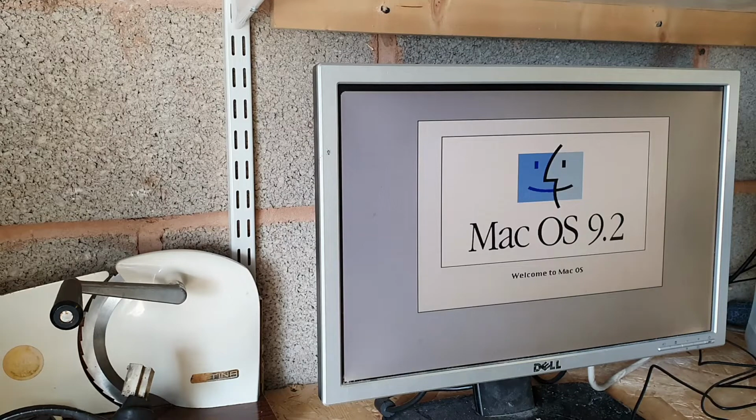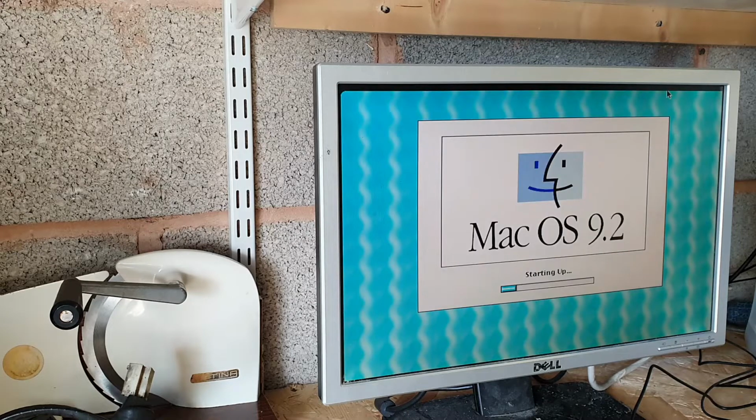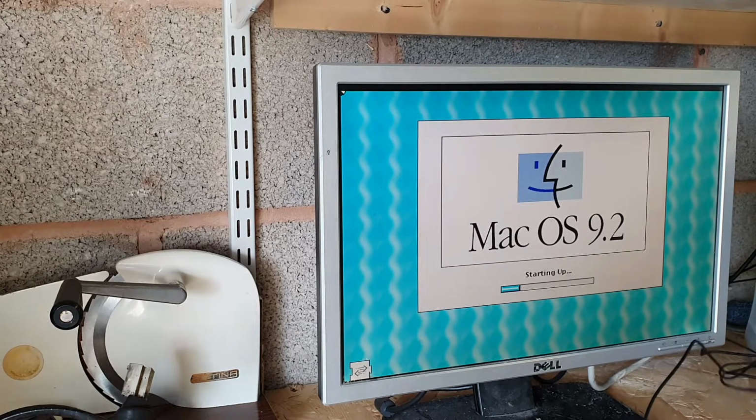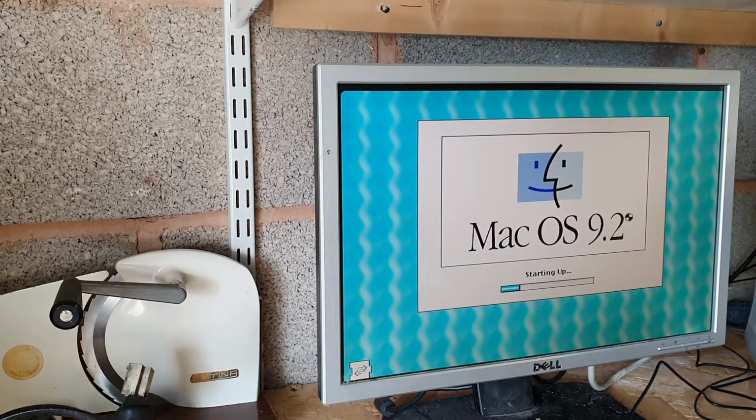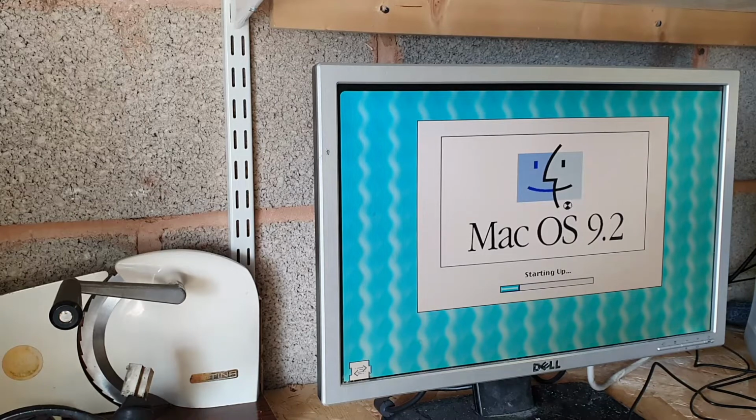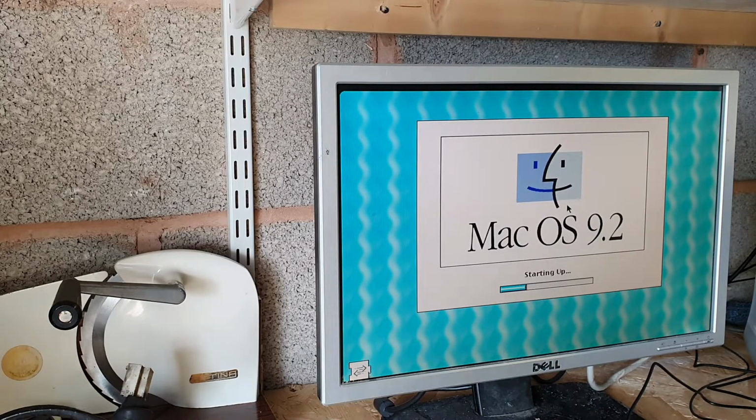Oh, macOS 9.2. So that's interesting. That's an older version of macOS, obviously. The iMac is running OS 10 of some flavour or other. This is OS 9.2, which is one of the last traditional Macintosh operating systems before they moved to OS X, which has really sort of been the standard for quite a few years now.